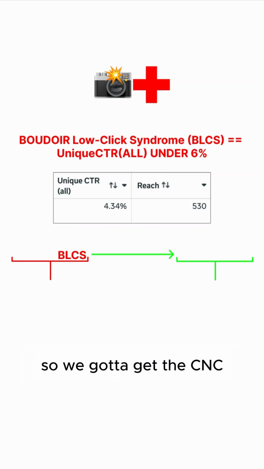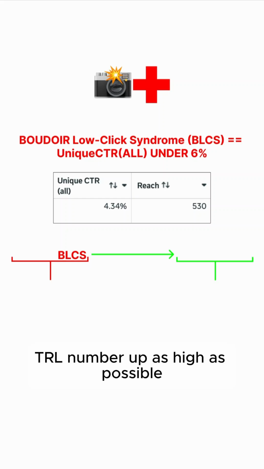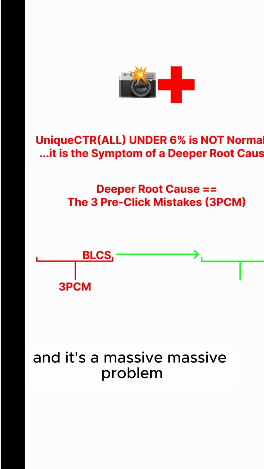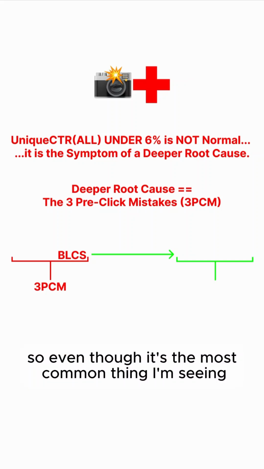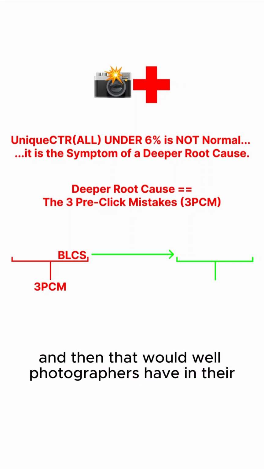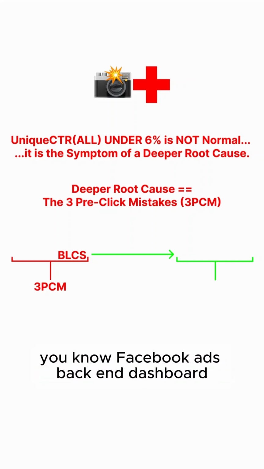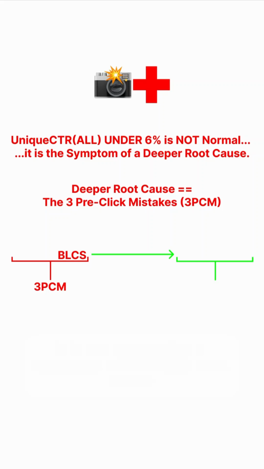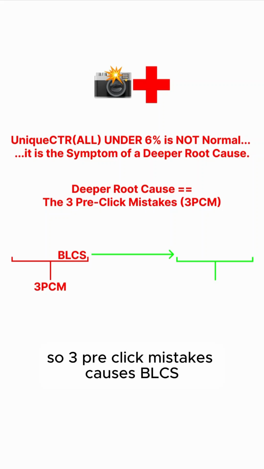So we got to get this unique CTR all number up as high as possible, but under 6% is the most common thing I'm seeing, and it's a massive, massive problem. Even though it's the most common thing I'm seeing that Boudoir photographers have in their Facebook ads backend dashboard, it is not normal. It is the symptom of a deeper root cause. And that deeper root cause is the 3 pre-click mistakes. So 3 pre-click mistakes causes BLCS, aka Boudoir low click syndrome.